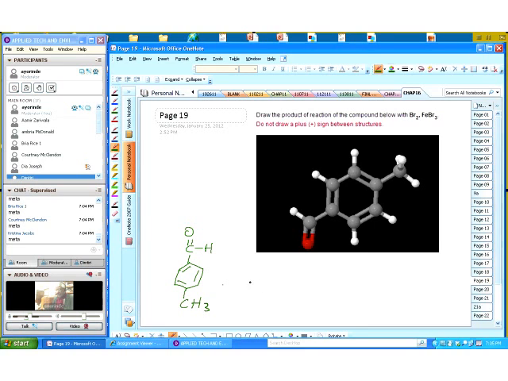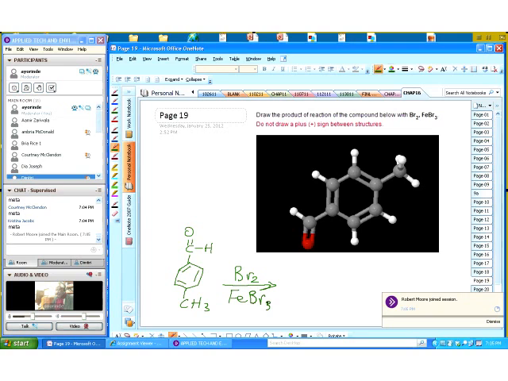So the reagent they have given us is bromine in the presence of iron(III) bromide catalyst. Okay, so now the product will be, according to what you guys have told us, the methyl group is an ortho-para director, and the aldehyde group is a meta-director. So in this particular instance, which group would direct the incoming group, which will be the preferred director here? The methyl group. Okay, very good.